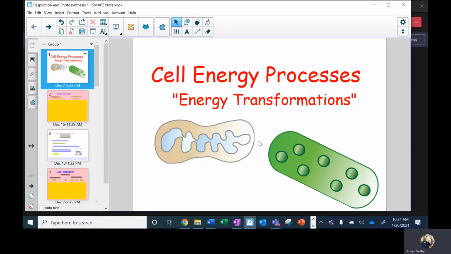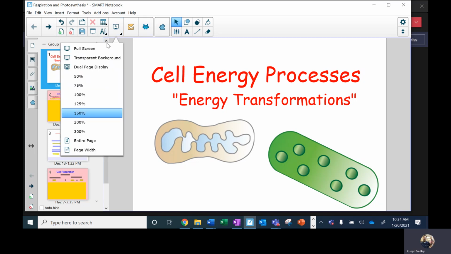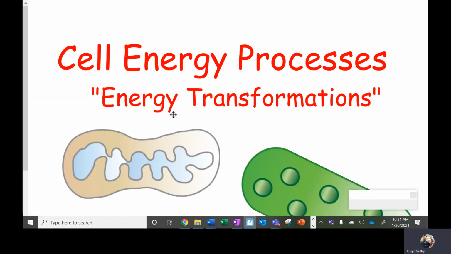Hello, and welcome to our lesson on cell energy processes, or what we'll call energy transformations that take place in the cell. As you see from this slide, what I'm showing you here is a picture of the mitochondria and the chloroplast. Those are the two organelles where these two processes occur.